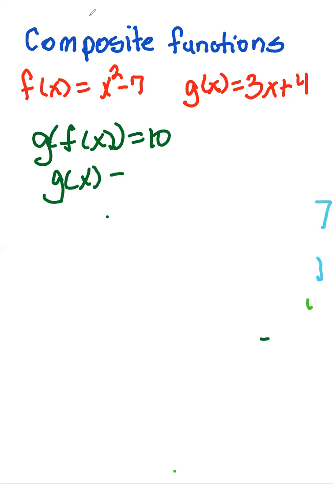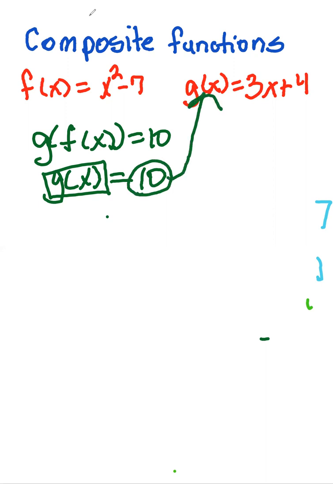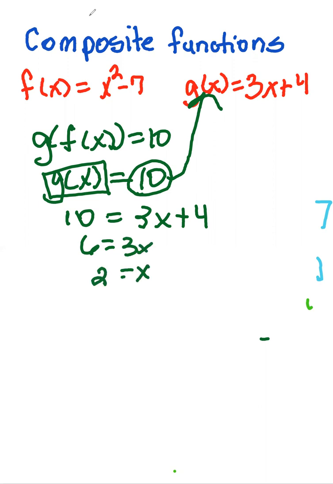g of x is equal to 10. So the 10 needs to be replaced with g of x. So 10 equals 3x plus 4. And I'm going to solve this for x. So I can subtract 4. So 6 equals 3x, and you get x is equal to 2. So that gave me the outside answer that I need.